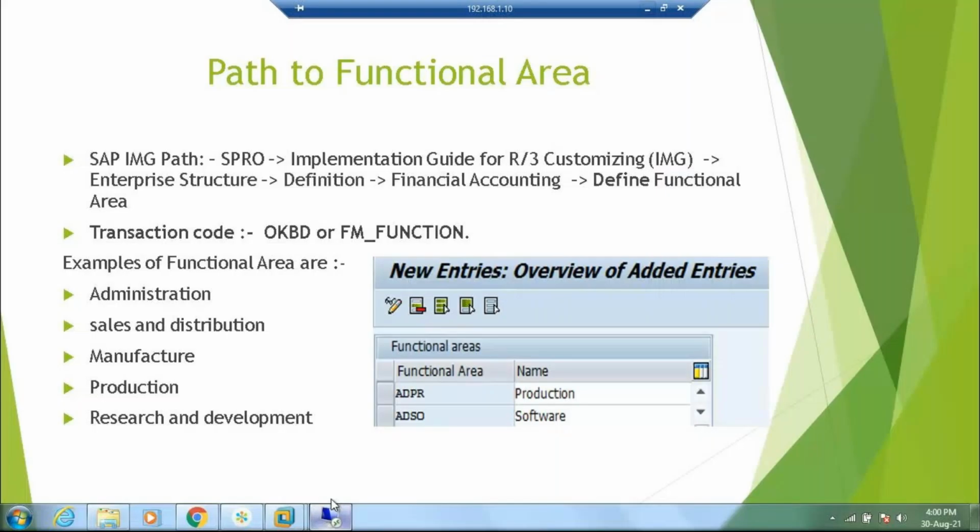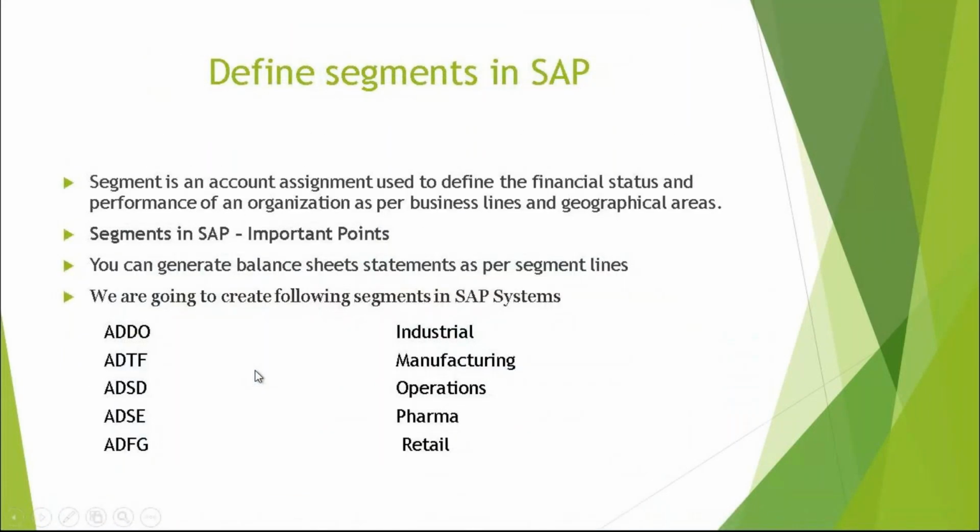So the next thing we will be creating is a segment. Segment is also nothing but a functional area. Here, the status and the performance of that particular organization on the business lines and the geographical areas, we will be giving as the segment. For example, industry, manufacturing, operations, pharma, retail, or a massive organization, whenever you are creating based on geographical areas, you will be creating the segments. These are not very important.